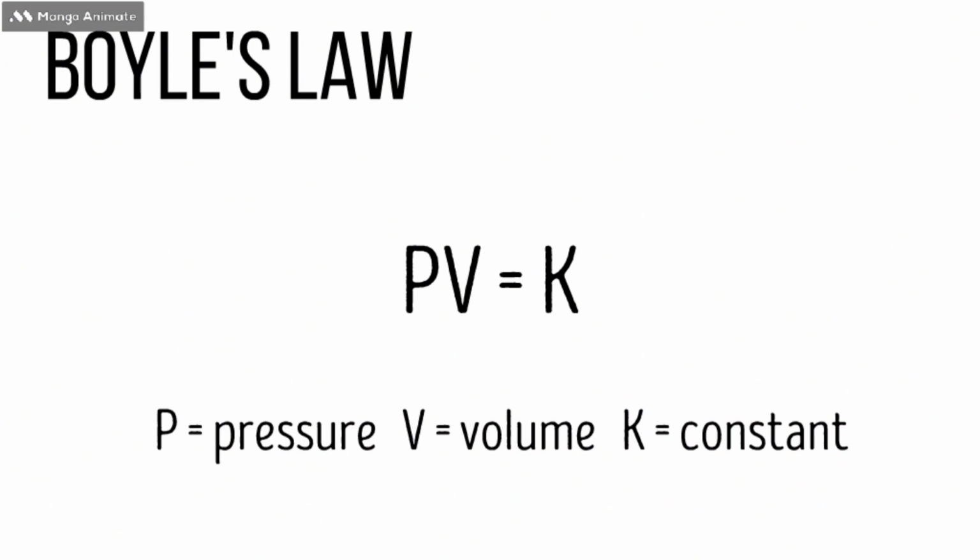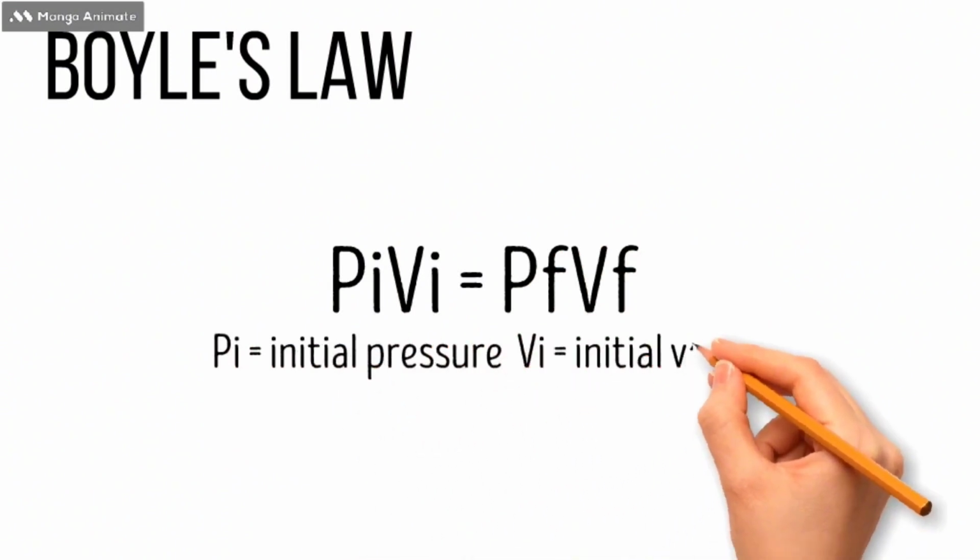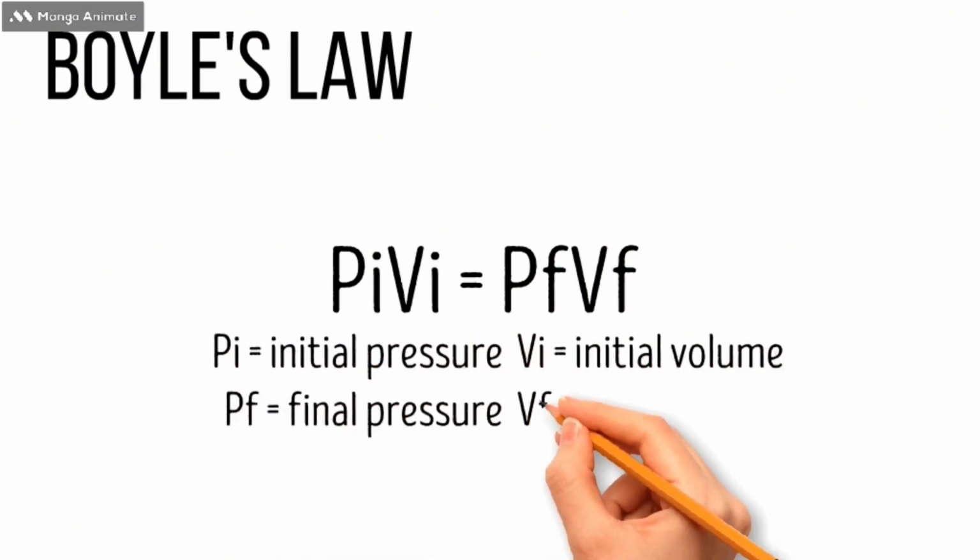Its basic mathematical representation is PV is equal to K, where P is pressure, V is volume, and K is a constant. The law may also be used to find the pressure or volume of a system when the temperature is held constant. PiVi is equal to PfVf.